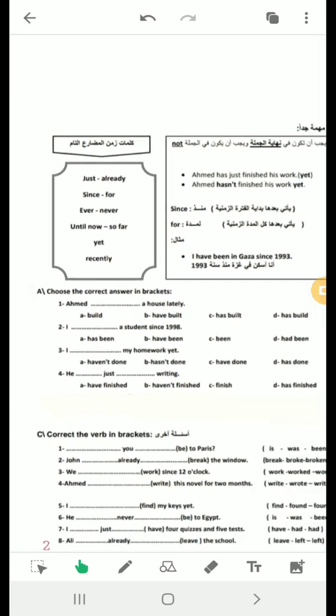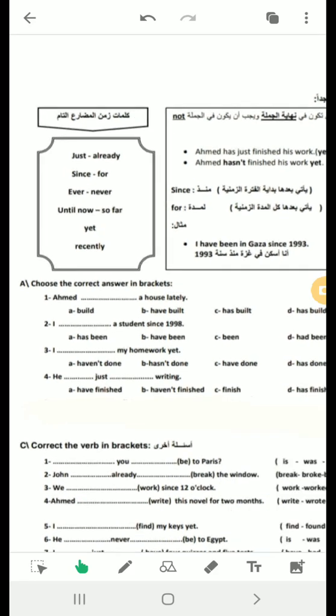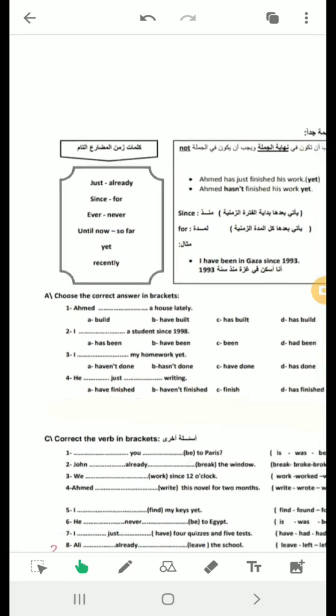Now we want to answer these exercises. Choose the correct answer in brackets. Ahmed space a house lately. Ahmed build, have built, has built, has built. Now look at the choices here. Build, it's the first form of the verb without is, so it's wrong.